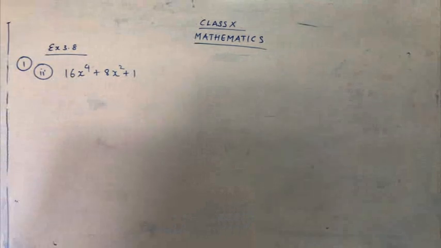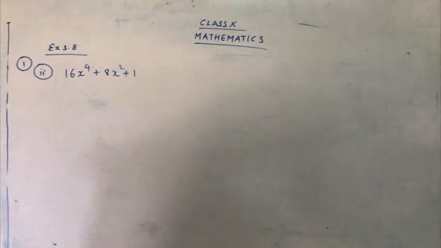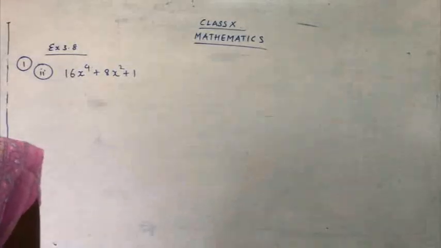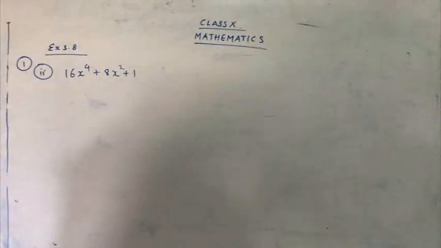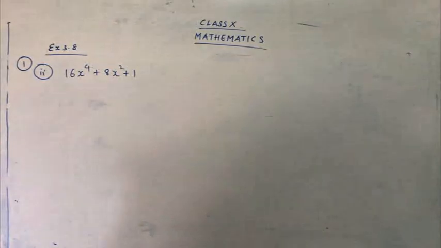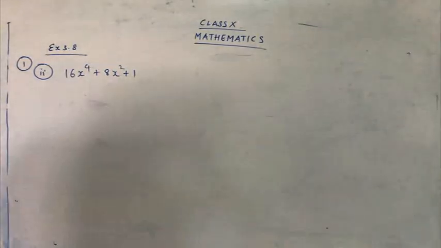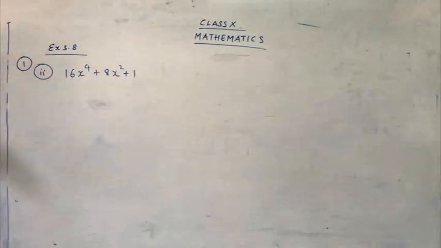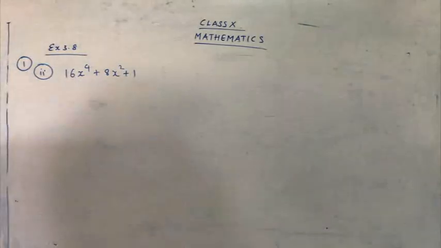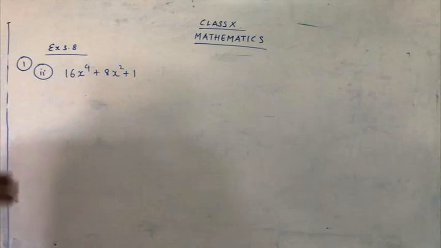We have seen two methods for finding square root. One was the division method and one was the factorization method. About the factorization method we have studied in detail in exercise 3.7, and about the division method we are just seeing in our 3.8. We are just trying it out.